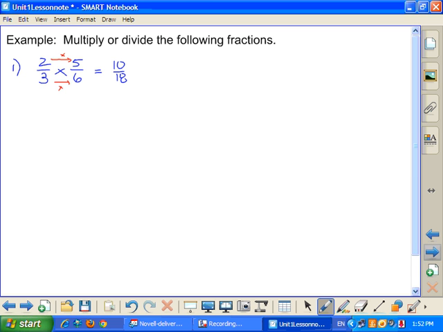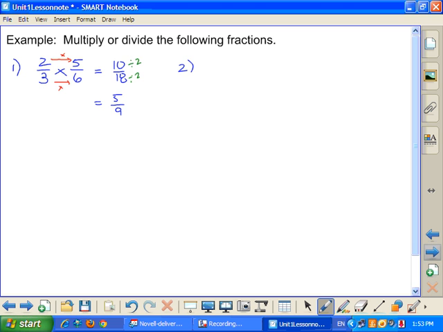Now, bonus marks for people that realize you can reduce this. Both of them are divisible by 2. Okay? Is that necessary? In real life, it kind of is necessary, but for this section in the homework and on the test, I'm more interested in can you multiply and divide. So don't get panicky about the reducing part.